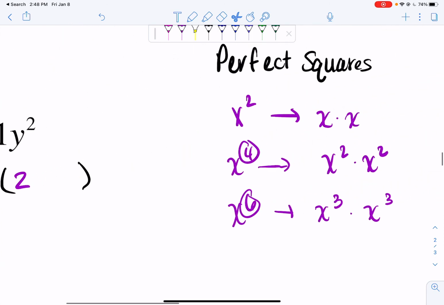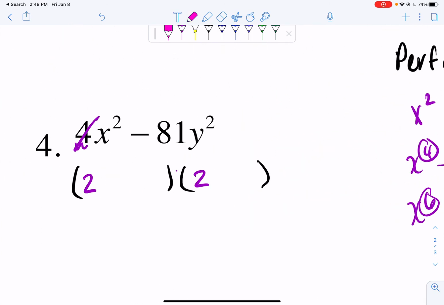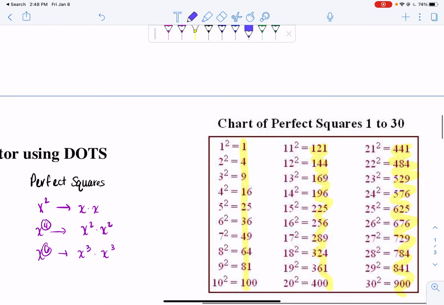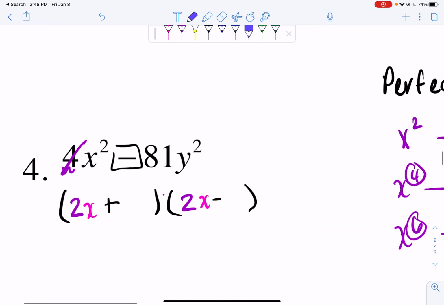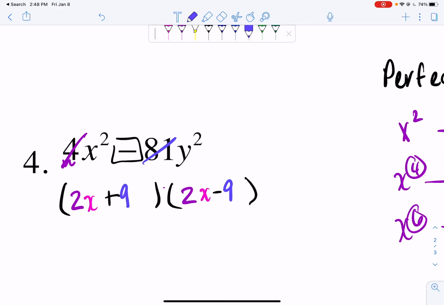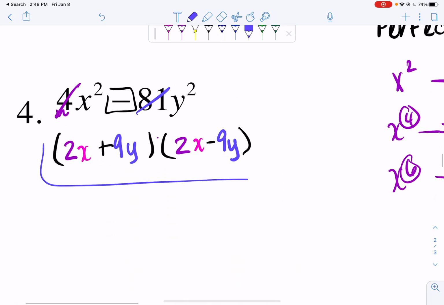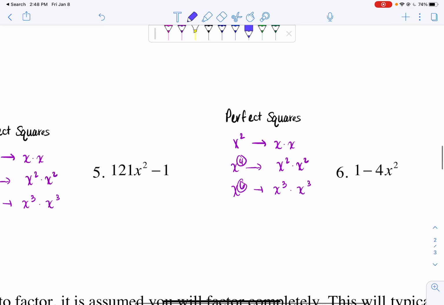What makes x squared? X and x. Now I have my minus. I do my plus minus. Ooh, a little too far. Now I ask myself, what makes 81? Well, if I look, 9 and 9. And what makes y squared? Y and y. So I get 2x plus 9y, 2x minus 9y is your final answer.